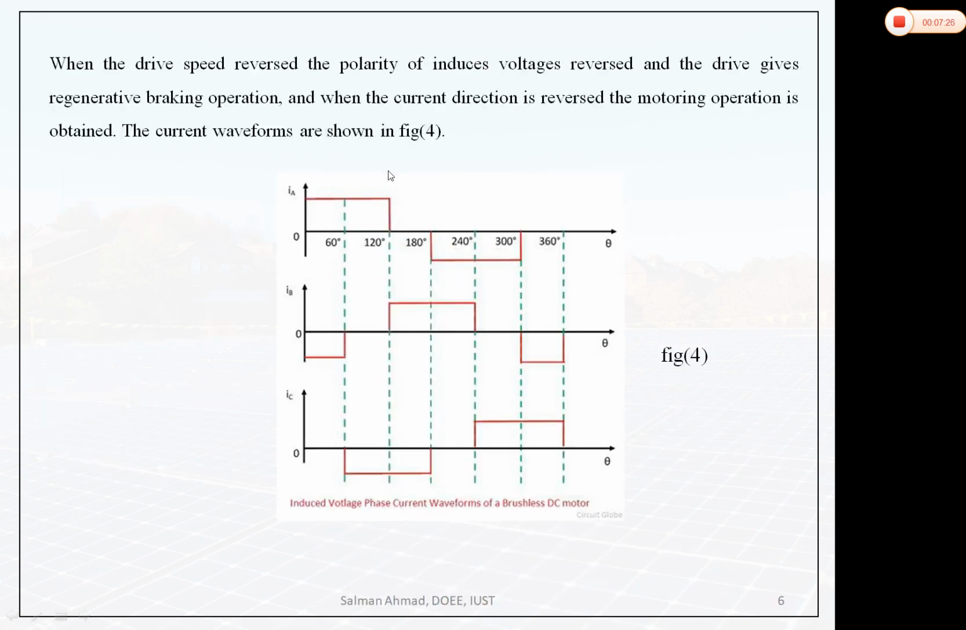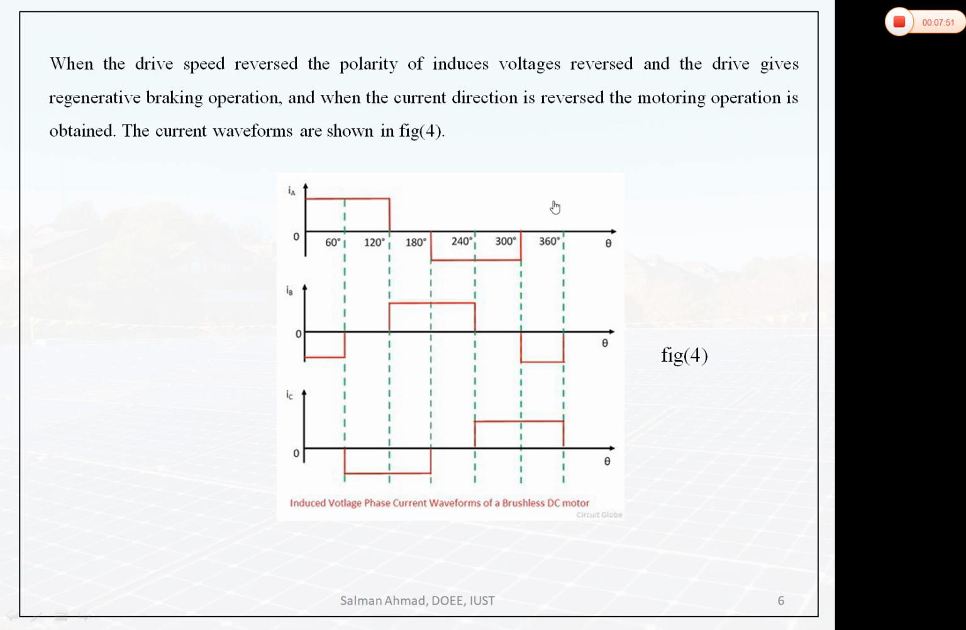So this is the wave shape of currents in three phases. You can see that the currents are square waves. For 120 degrees they have a positive value. Then from 120 to 180, for 60 degrees, it is 0. Then from 180 to 300 degrees, for another 120 degrees, there is negative current. Then from 300 to 360 it is 0.